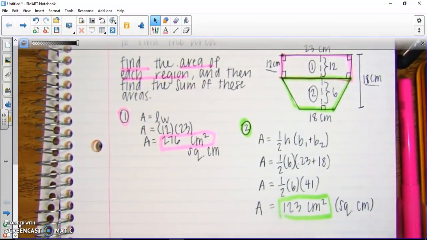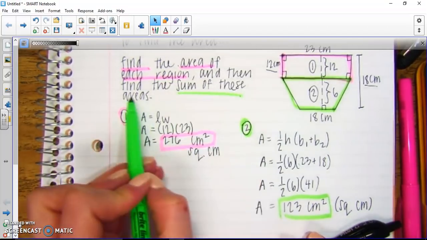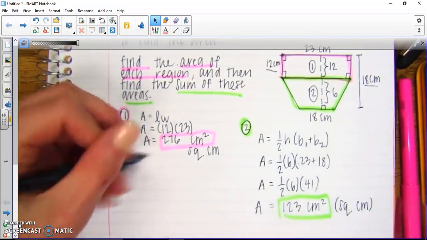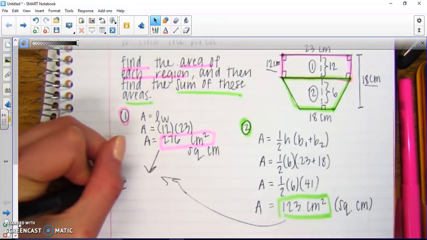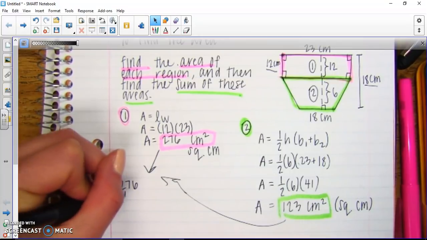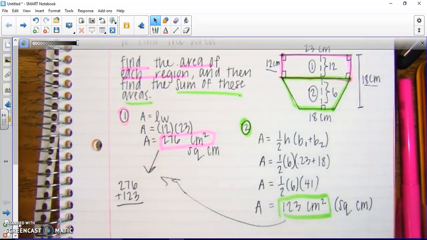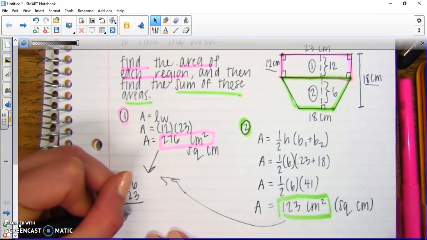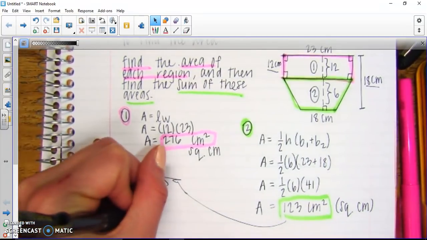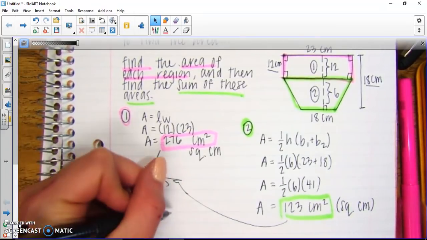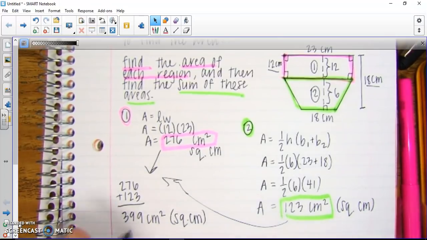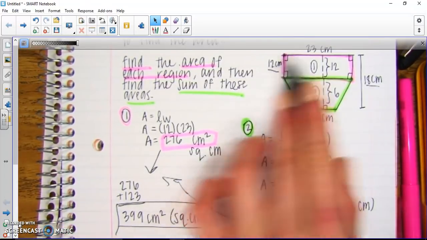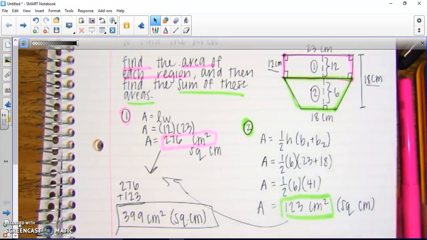So to find the area of the entire figure, we're going to find the sum of these areas. So we're just going to add up what we got for 1 with what we got for 2. So 276 plus 123. Let's see what we get. We should get 399 centimeters squared, or square centimeters. And that's our final answer. The total area of the figure is 399 centimeters squared.